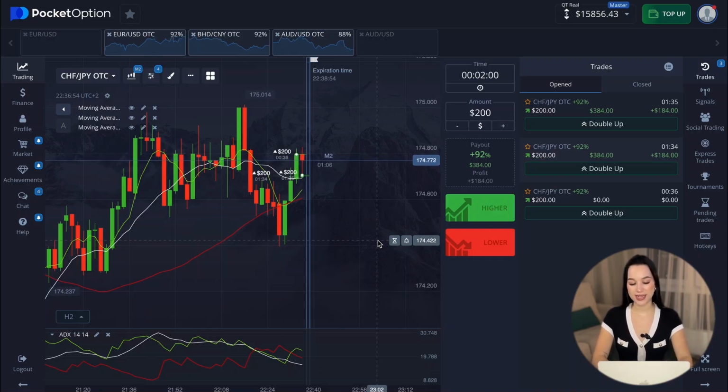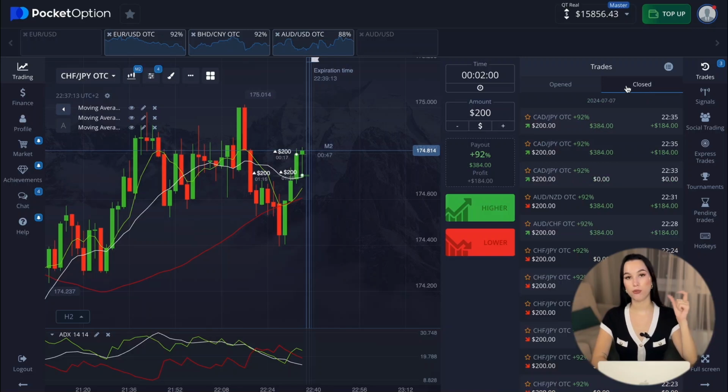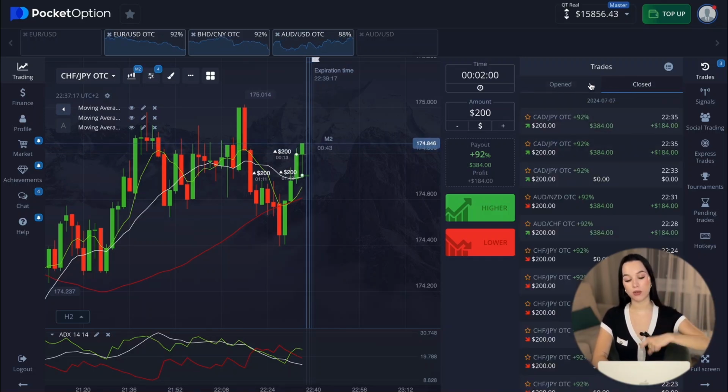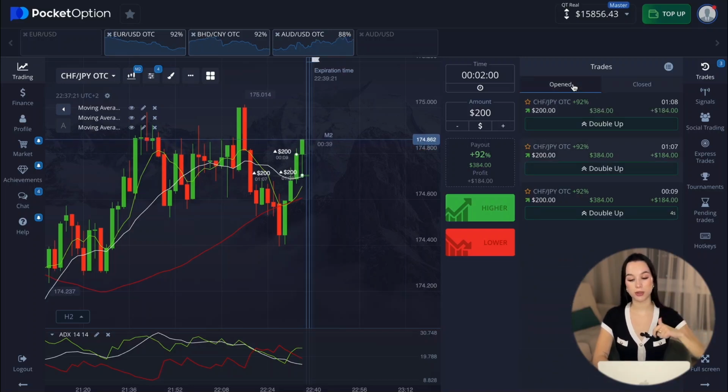So for example, for the ADX indicator, if the red line of ADX is above the green line of ADX, it means that the downward trend is stronger right now, and you should probably open a trade down. And also if the white line of moving average intersects or just goes down in the same direction with the red line of moving average, it also could mean that our chart will go lower.